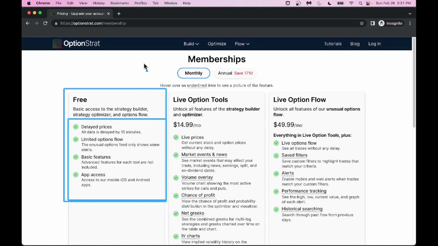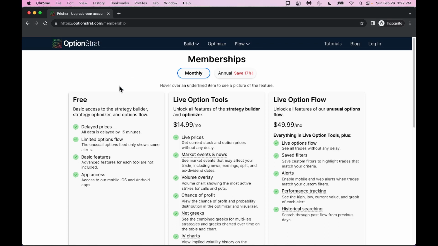If you don't have it already, I recommend you subscribe to the free Optionstrat platform if you want to learn more about options. Even if you already have options trading experience, if you don't have this free account, start with a free account. It's a great way to understand options better. Once you understand options better, then I would like you to look at this middle tier here. This is what I have right now.